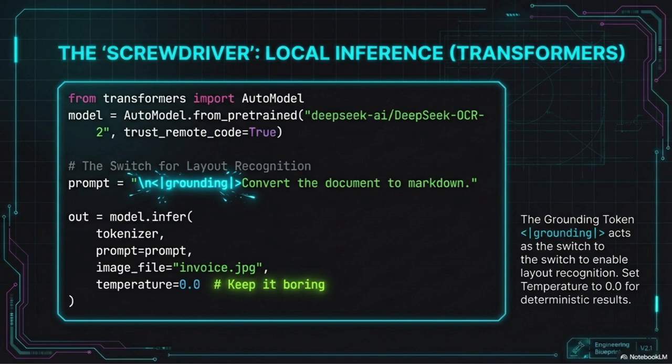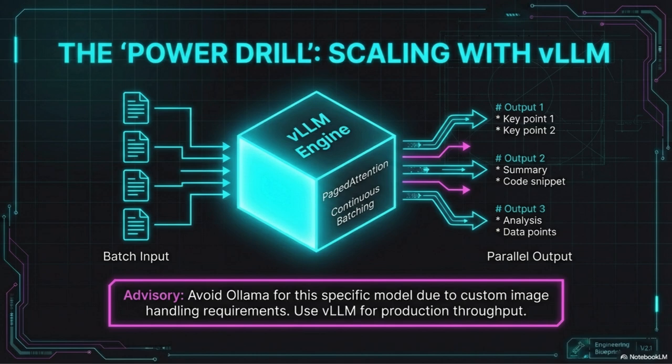Grounding. Feels like you're casting a spell. In a way, you are. That token tells the model to switch on its spatial understanding brain. It changes modes from just read the words to map the layout and then read. And there's a crucial tip here. Boring is good. Absolutely. Set the temperature to 0. You do not want creativity from your OCR. You don't want it to hallucinate a discount that wasn't there. You want cold, hard, repeatable precision.